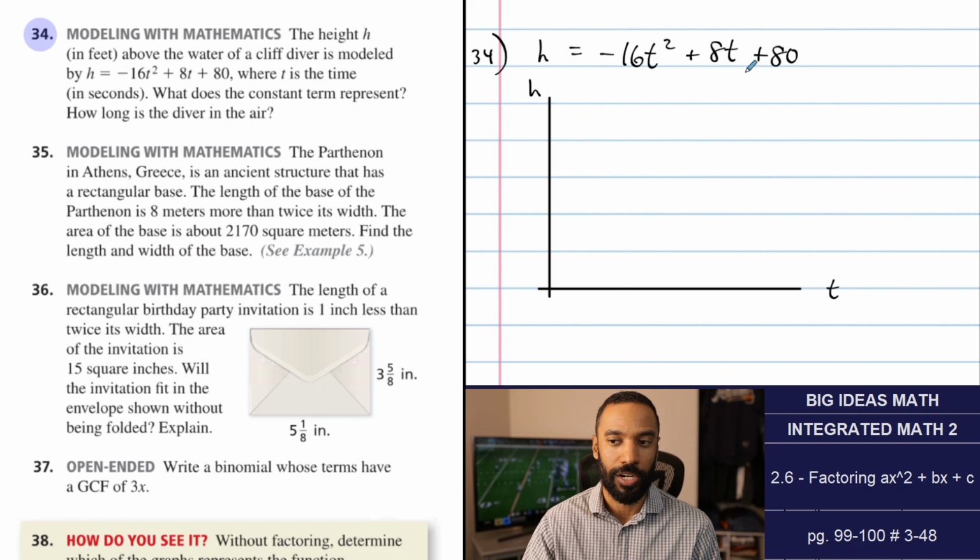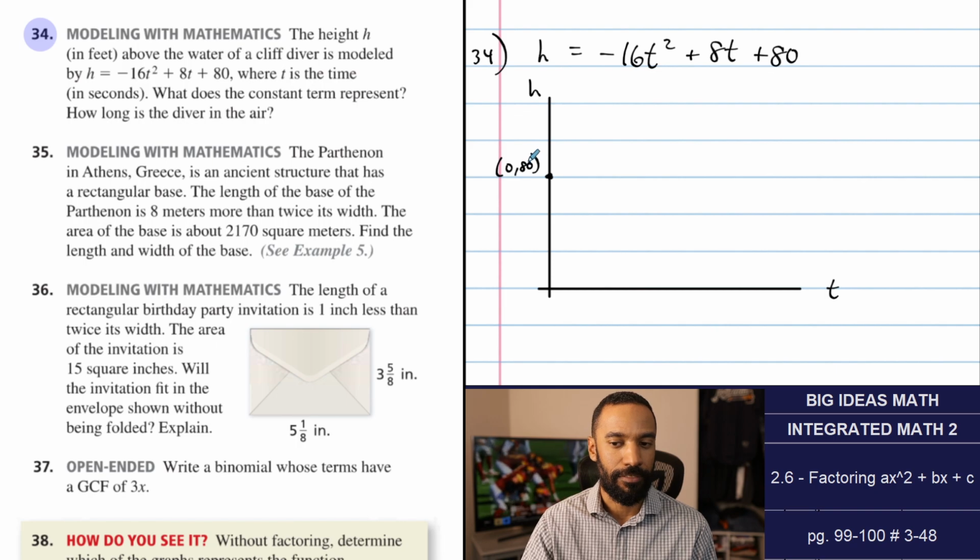It's at this axis here. So when t is 0, you get 80. 80 represents the height of the diver at time 0. That means at 0 seconds, the height of the diver is here. What does the constant term represent? It's the height of the cliff. Here's where the diver begins. This is a diver, right? So here's where the diver begins, and they're 80 feet above the ground. So we're going to answer that part.